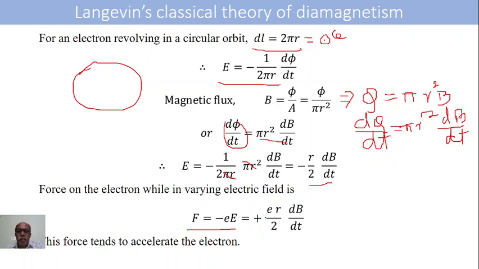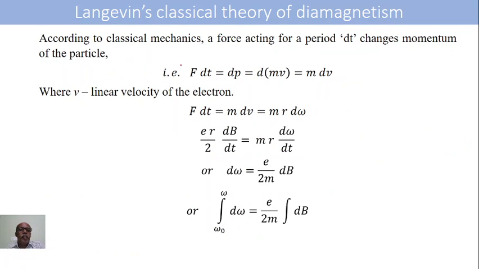Therefore minus of minus becomes plus. It is E into R by 2 into dB by dt. This is the force acting on the electron when it is in the varying electric field. And this force makes the electron accelerate. And that is given by, according to classical mechanics, Newton's second law of motion, F is equal to dP by dt, the rate of change of momentum.